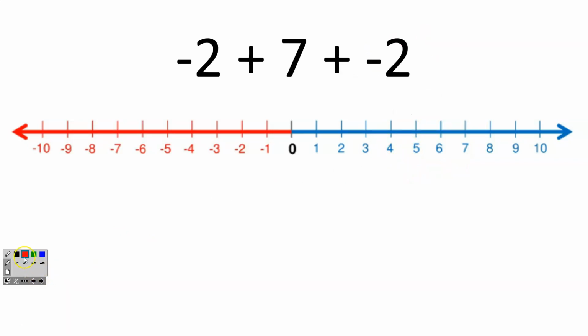Now something like this is a little bit more complex, so I want you to go ahead and hit pause and see if you can figure this one out on your own, and then we'll check your work.